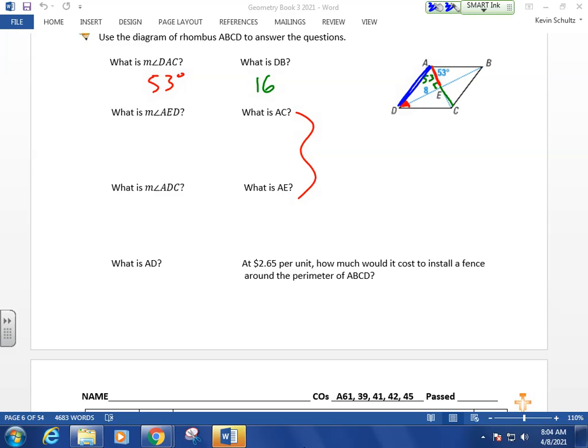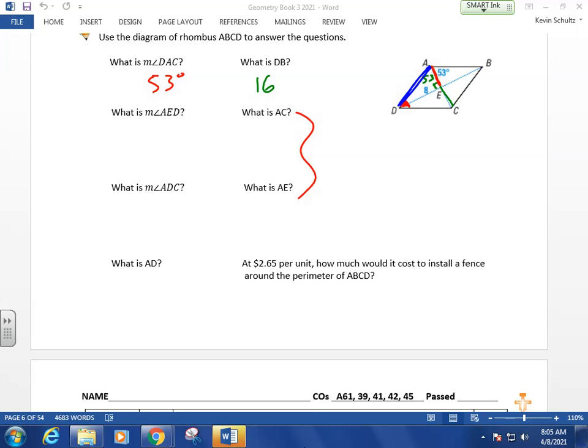And then finally, at $2.65 per unit, how much would it cost to install a fence around the perimeter of rhombus ABCD? So knowing what AD is, and then knowing the relationship between the sides of a rhombus, you can calculate the perimeter, and then at $2.65 per unit, how much would it cost to put a fence around there?